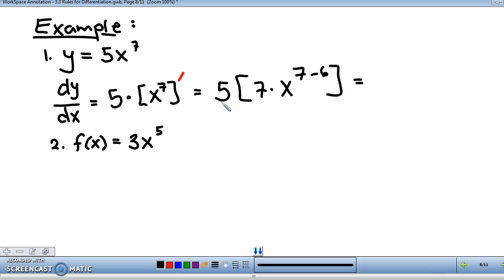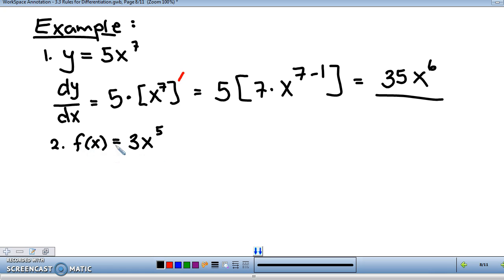So our final answer is just 5 times this derivative, so it's 5 times 7. Whoops, 35, not 37. x. And I made another mistake. That should be subtract 1. The power rule says subtract 1, not subtract 6. But the exponent should now be a 6. Okay?